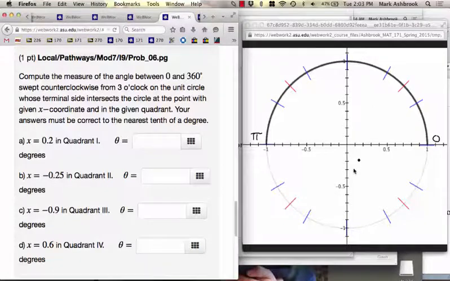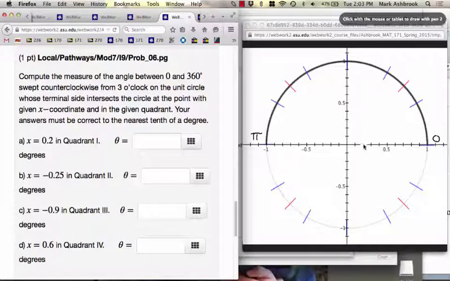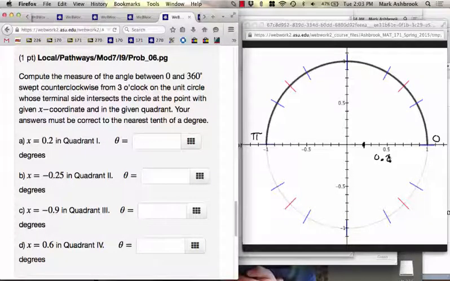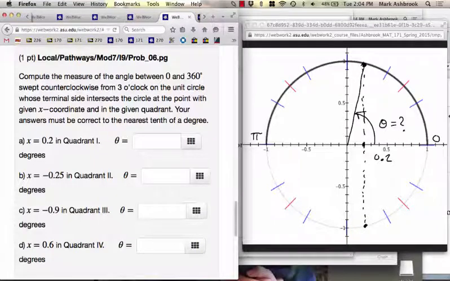Okay, so now x is 0.2, quadrant 1. Here we go. There are 2 points that are 0.2 radius lengths to the right. One is in quadrant 4, one's in quadrant 1. And so we want the angle in quadrant 1. What are we going to do? How are we going to get that? Dan, any idea?